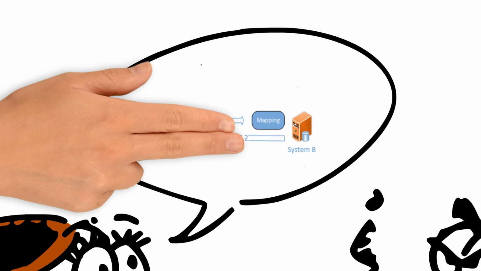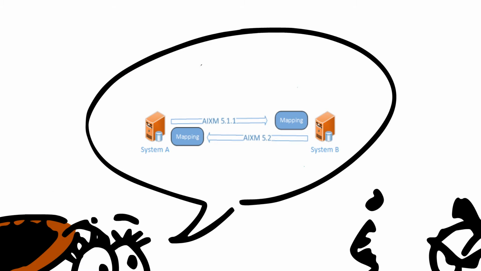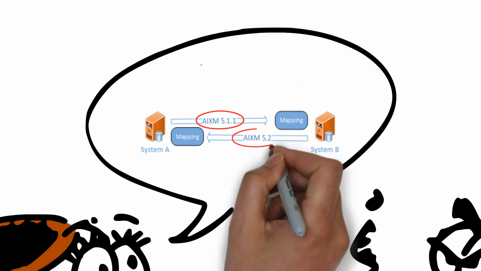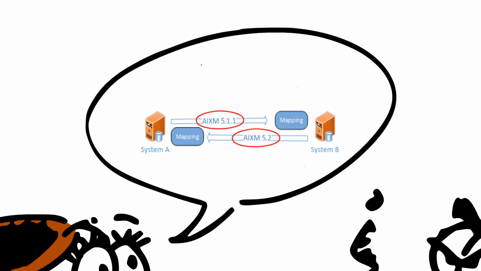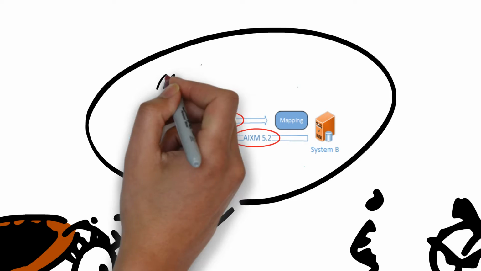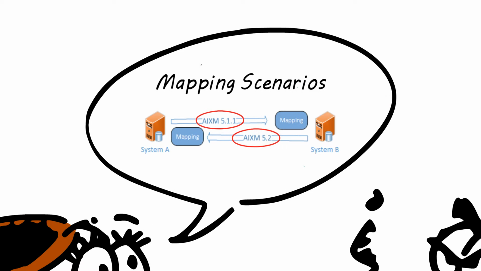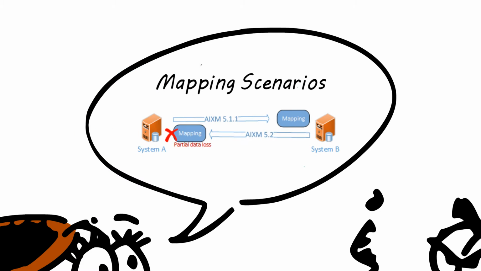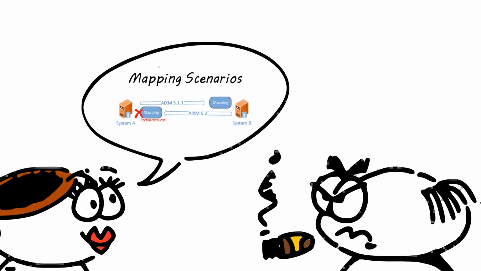Furthermore, for each implemented change proposal, a forward mapping from AIXM 5.1.1 to AIXM 5.2 and a corresponding backward mapping is provided. Different mapping scenarios are applied. Depending on the complexity of a change, a one-to-one mapping may be possible. In certain, more complex cases, a partial data loss has to be accepted.